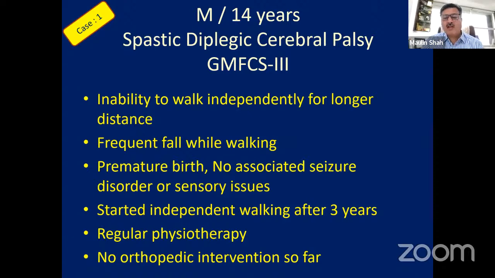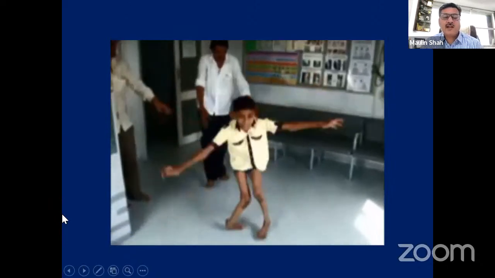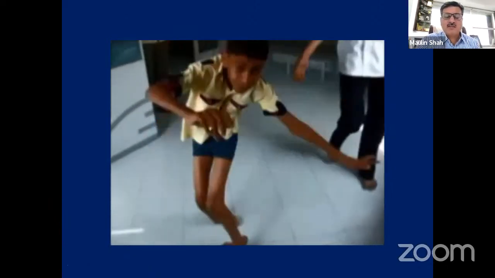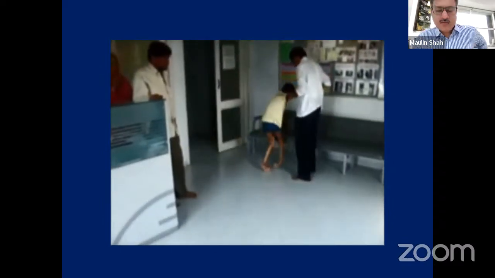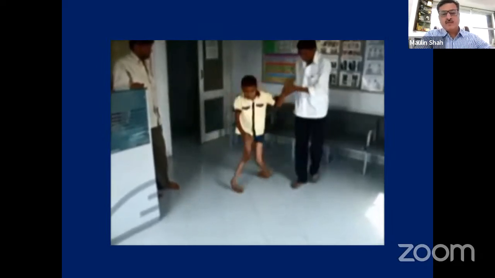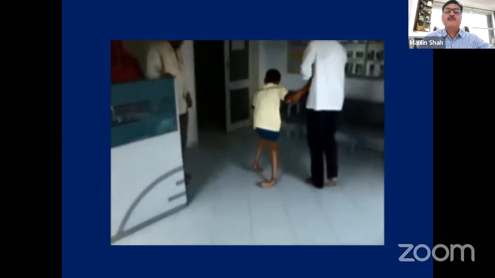He started independent walking after 3 years and underwent regular therapy. No orthopedic intervention was done so far, and they were from a bit of a remote place. No Botox interventions were done. And you can see his gait is fairly unstable and energy inefficient. He would need 1 or 2 adults to make him move at home as well as in the community. Of course, he could not go to school because of these issues earlier on.